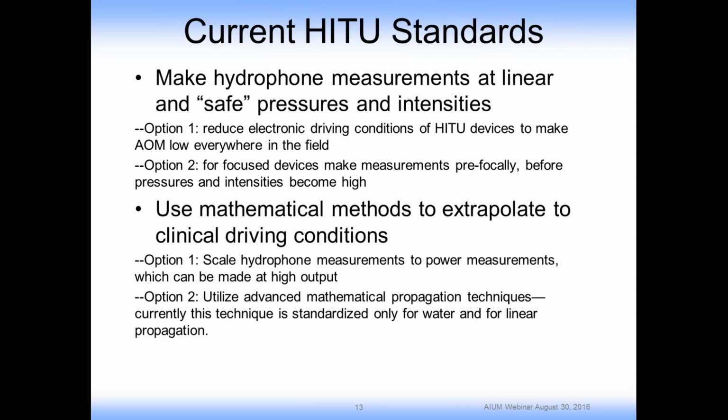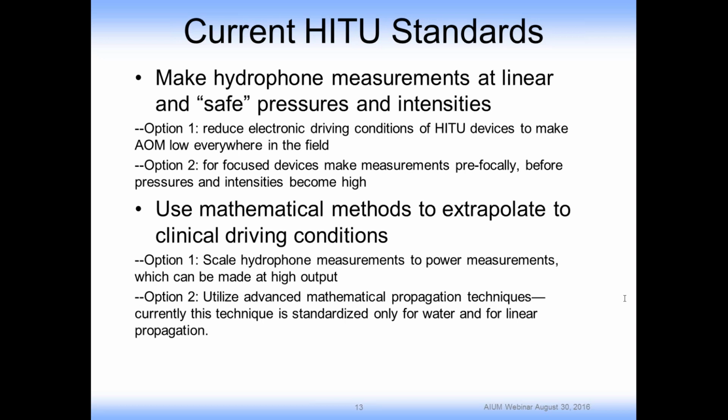So how do the current HITU standards address these issues? Well, first of all, the hydrophone measurements are to be made at linear and safe pressures and intensities. And there are two ways of doing that. The first option is to reduce the electronic driving conditions of the HITU devices that are being driven to make the acoustic output measurements low everywhere in the field, so you can scan throughout the field without these concerns. The second option is if you have, in particular, a focused device, you can make measurements prefocally before the pressures and intensities become very high.